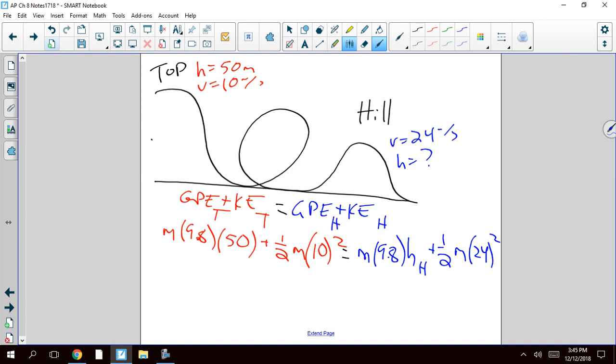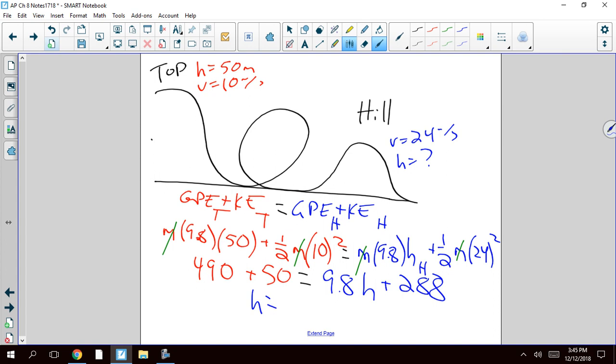Once again, the M's cancel out, and we can solve this. So you get 490 plus 50 equals 9.8H plus 288. And then you can solve it, and the height turns out to be something that is written over here on this piece of paper, 25.7 meters. So that's another straightforward conservation of energy problem.